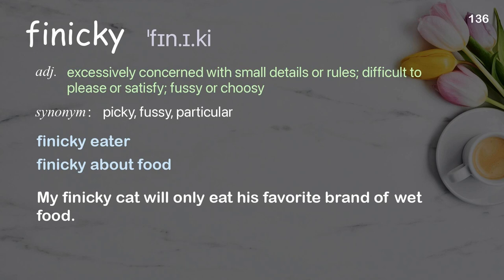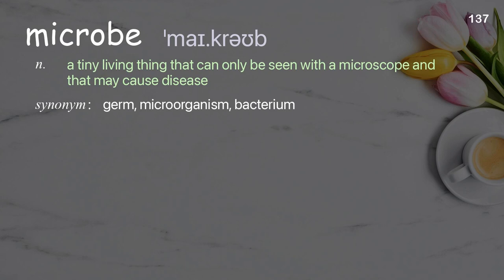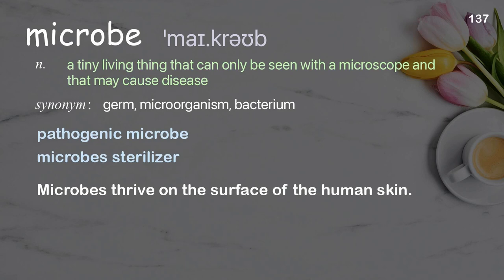Microbe: a tiny living thing that can only be seen with a microscope and that may cause disease. Examples: pathogenic microbe, microbe sterilizer. Microbes thrive on the surface of the human skin.